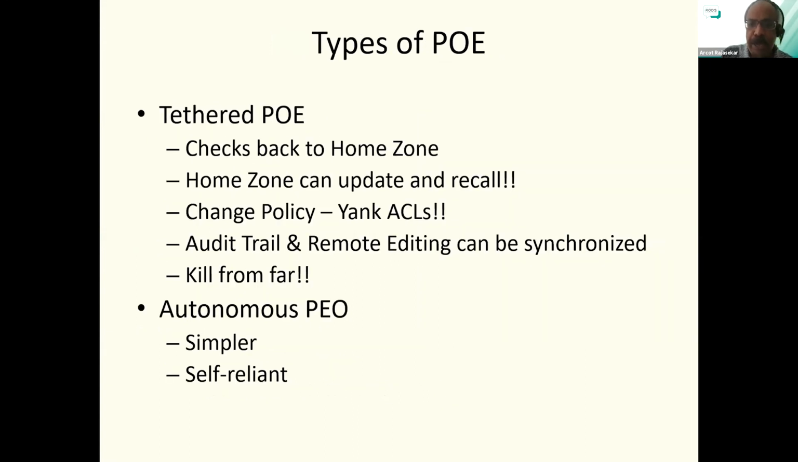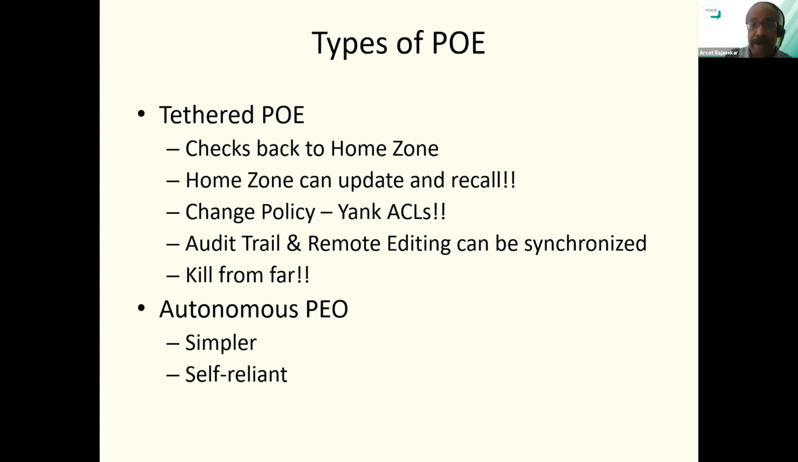What are the types of PEO one can have? There are a couple of types. One is called a tethered PEO, which is basically like the ET phone home type of thing. It checks back to the home zone whenever it is there, so that whenever there is an update to the data, it can go and tell the home zone about the update.